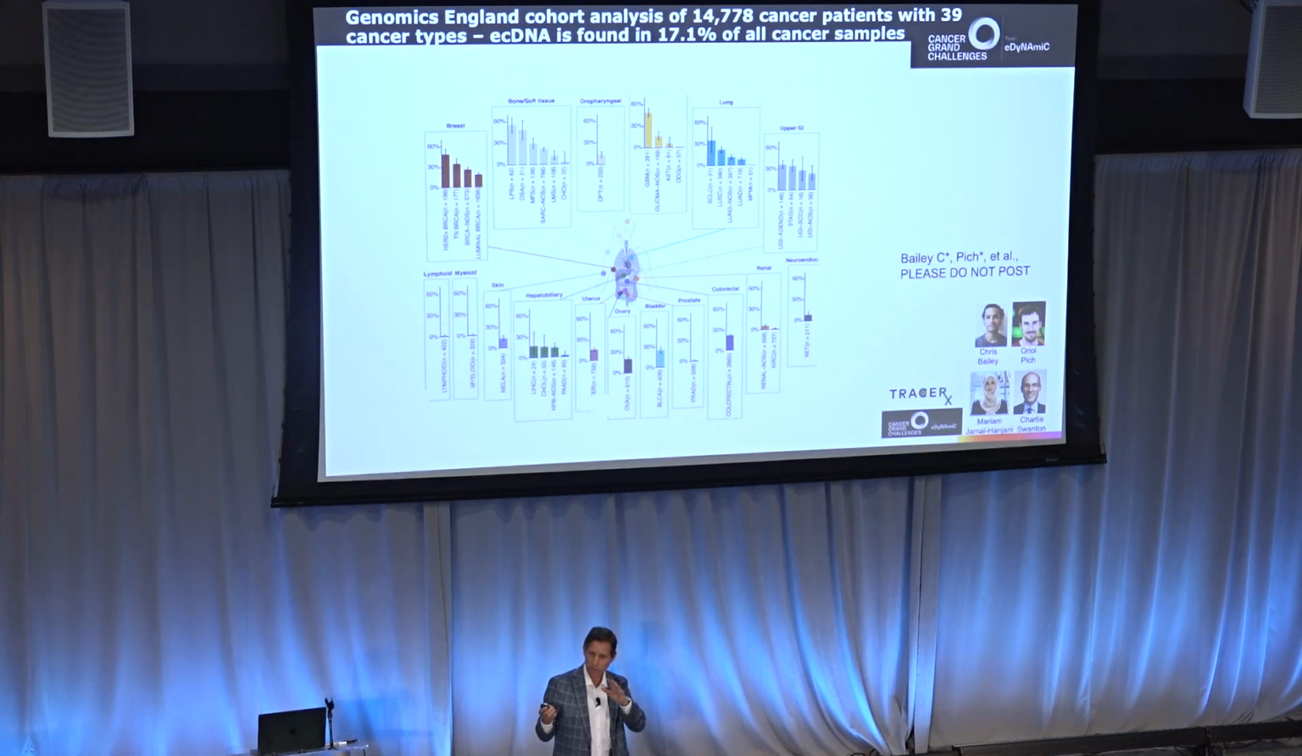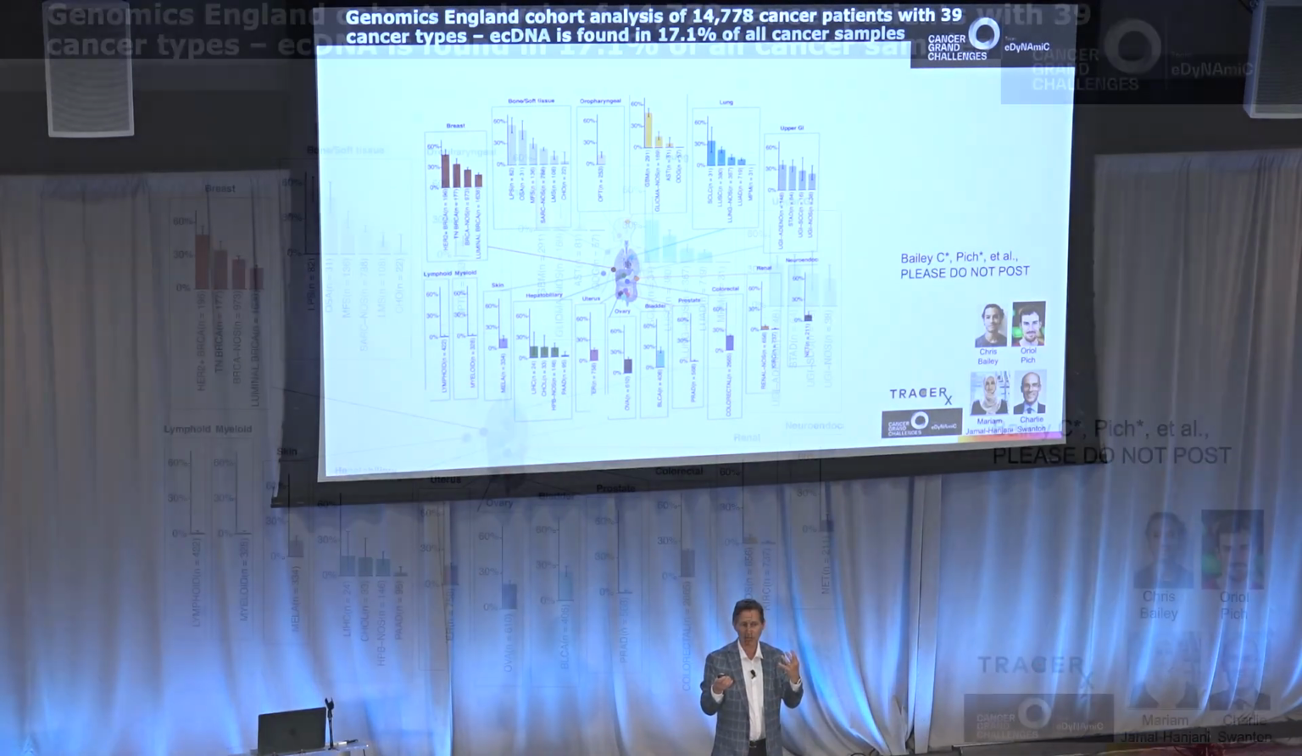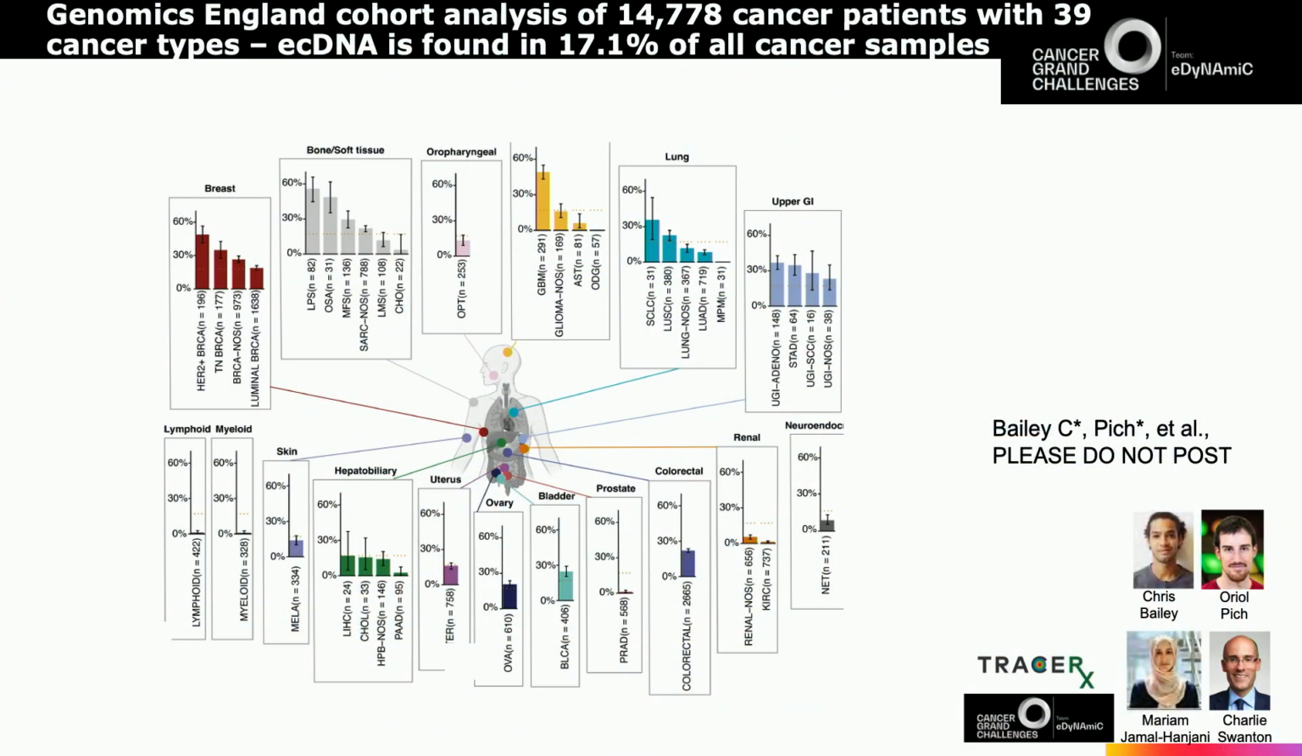So the Genomics England cohort is sort of biased a little bit towards the earlier stage 1 and stage 2 tumors, but it does have stage 3 and stage 4 tumors. And even so, 17.1% of all cancer samples had extrachromosomal DNA. And there were a few surprises in here. The frequency in breast cancer was far higher than we would have anticipated. But you can see here, many of the most aggressive forms of cancer are loaded with extrachromosomal DNA.